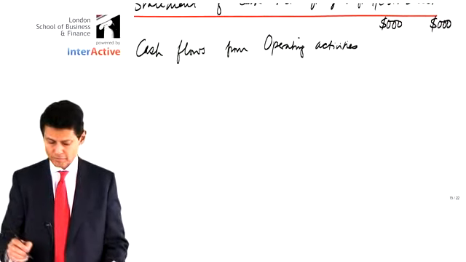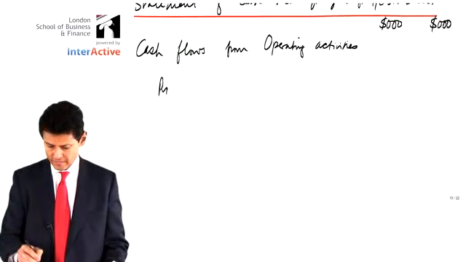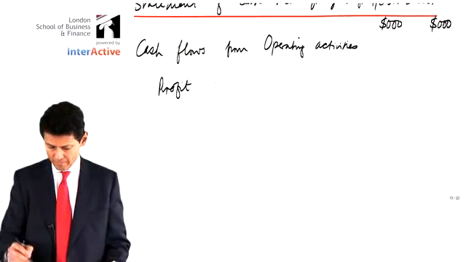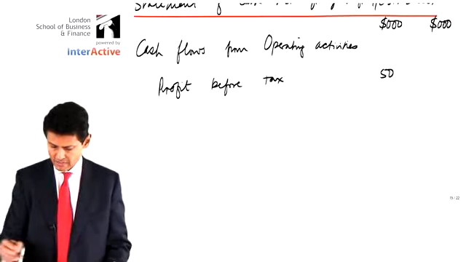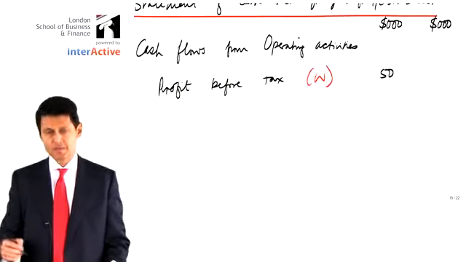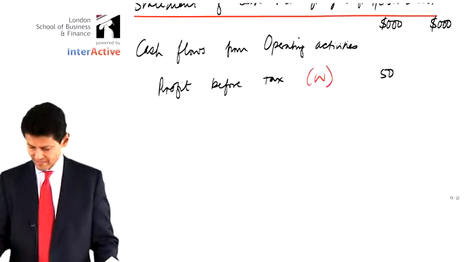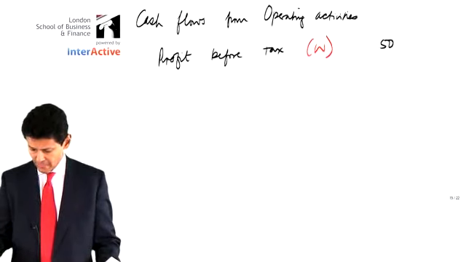So we start with profit before tax. So let's say profit before tax. A figure of 50. How is that? Well, we did a big working a few minutes ago. So that's our first item in place.